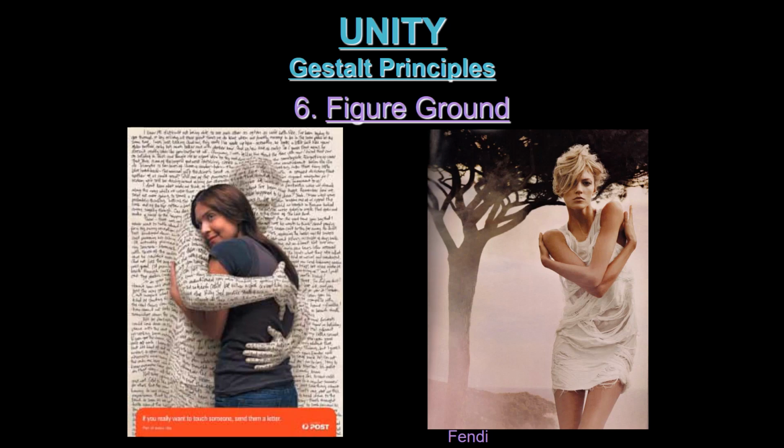So in our figure ground example, on the left, how are we still creating unity? Although we've separated one through color, the background, this book, the words on the page of this writing, this letter, and it says, if you really want to touch someone, send them a letter. It's a little difficult to read the quote. So it's for the post office, which I think is a really lovely concept and advertisement for them.